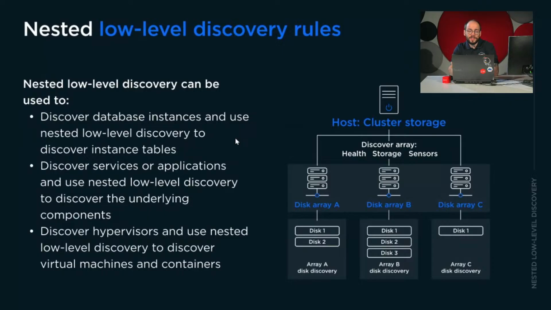So this is very useful for a couple of examples. Let's say if you're discovering database instances, you can use nested low-level discovery rules to discover tables per each instance. If you're discovering services or applications via low-level discovery, you can then create nested low-level discovery rules to discover underlying components for each service or application. Or you can discover hypervisors and use nested low-level discovery to discover virtual machines or containers. The sky is the limit over here.